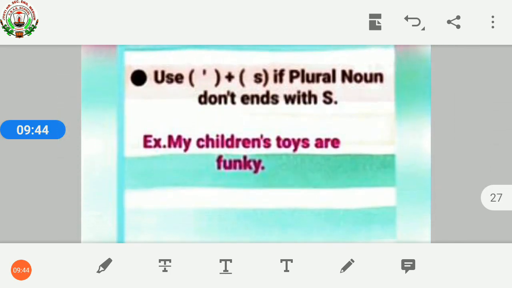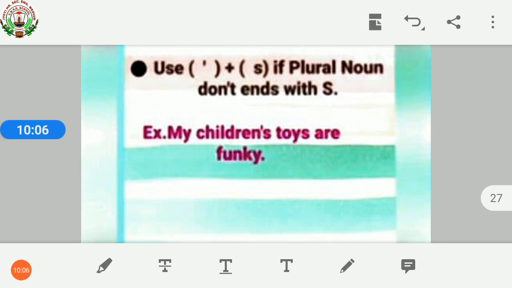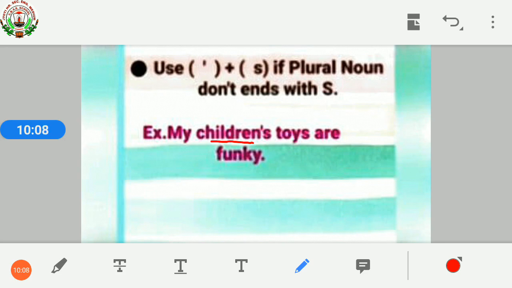Third rule says use apostrophe plus s if plural noun don't end with s. So children, any plural noun which is not ending with the letter s, there we can use apostrophe s to show the relation, to show the ownership or position of noun. See, for example, my children's toys are funky. Here children is plural noun and it is not ending with the letter S. So here we can use apostrophe S. So my children's toys are funky.